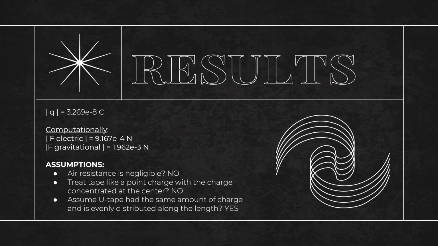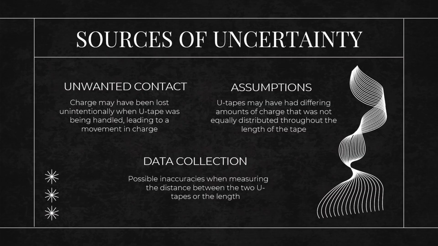However, we did assume that the U-tape had the same amount of charge and it was evenly distributed along the length. So for some sources of uncertainty, we may have had some unwanted contact, which would cause the charge to be lost unintentionally when the U-tape was being handled, leading to a movement in the charge. And then the assumptions may have also led to some disparities between actual data and the computational model, so the U-tapes had differing amounts of charge, and it may not actually have been equally distributed, and in data collection, there may have been possible inaccuracies in measuring the distance between the two U-tapes.